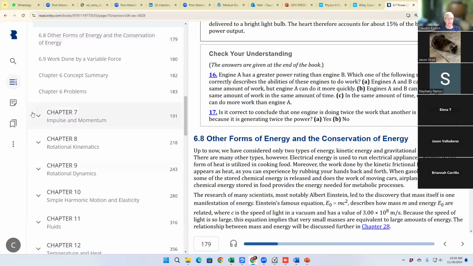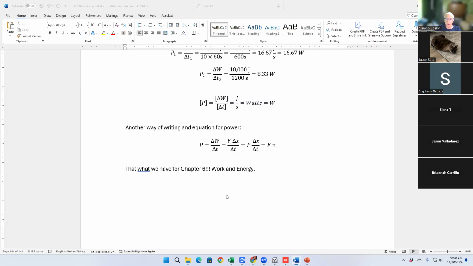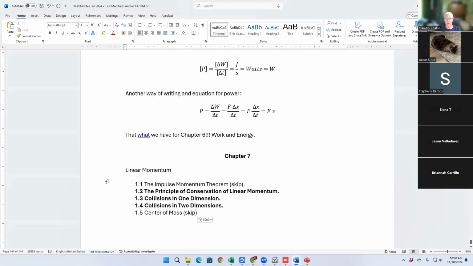And now the next one is this one, impulse and momentum. I usually skip impulse, I usually skip the impulse-momentum theorem. And here goes chapter 7, linear momentum.